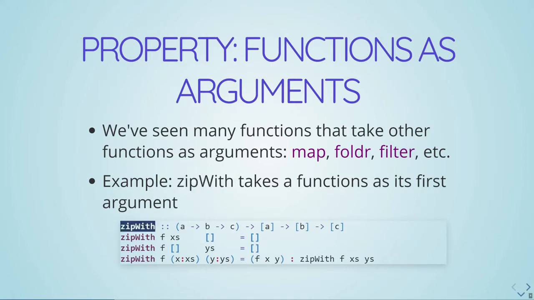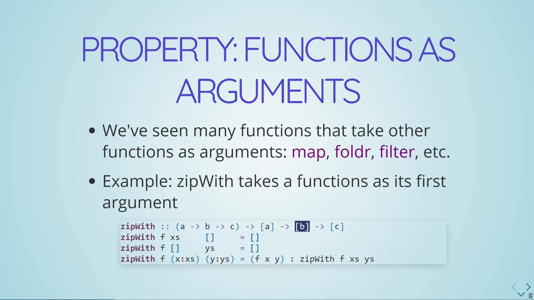zipWith takes a function f as an argument. You can see in its type signature how we bracket around the first three arguments. We're saying the first argument f is actually a function in and of itself that takes an a and a b and then returns a c. And then it takes two lists, a list of a and a list of b.